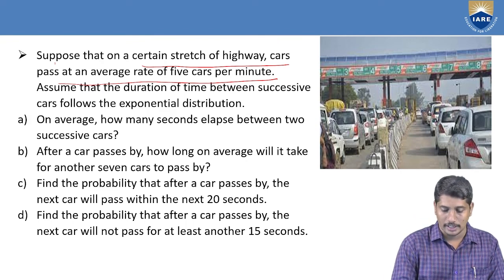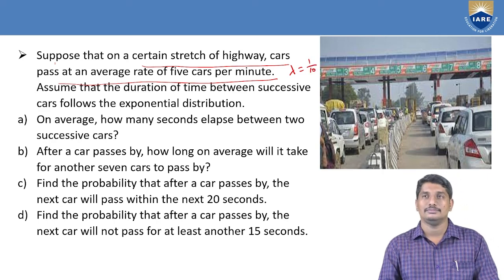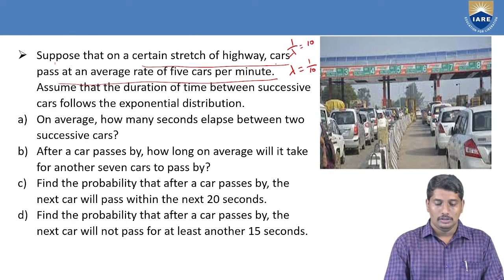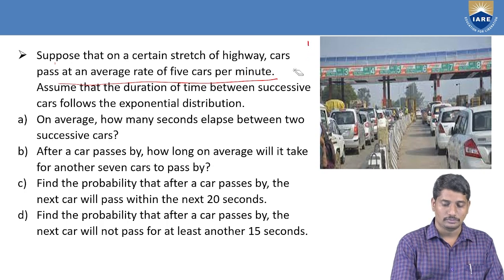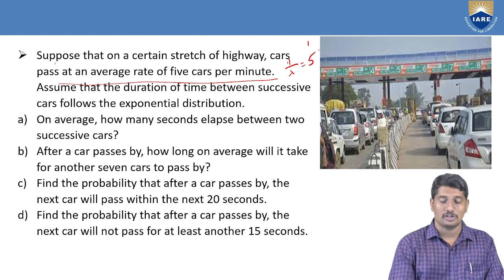Okay, that is what they have. That means lambda is equal to 1 by 10, or 1 by lambda is equal to 5 cars per minute.